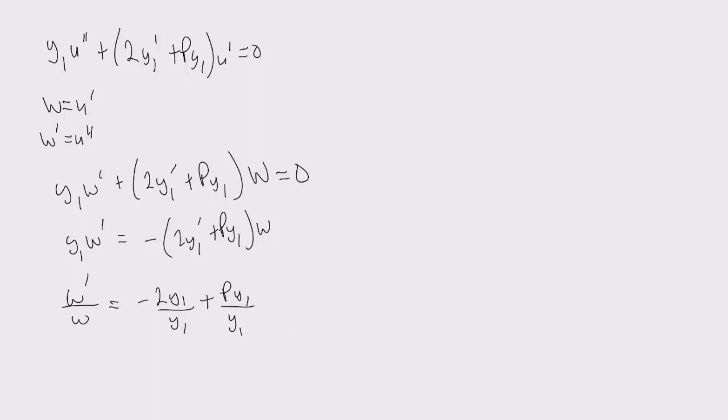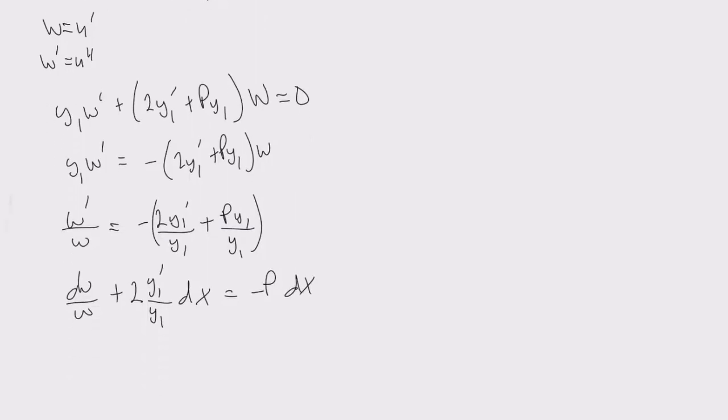Sorry, I just went back to my notation. There's a w prime. All right, so I'm going to move my derivative terms over, so I'm going to do a quick rewrite. I can rewrite this as dw over w plus 2 y1 prime over y1 dx equals negative p. That whole thing was distributed there, negative p dx. And then I will integrate both sides.